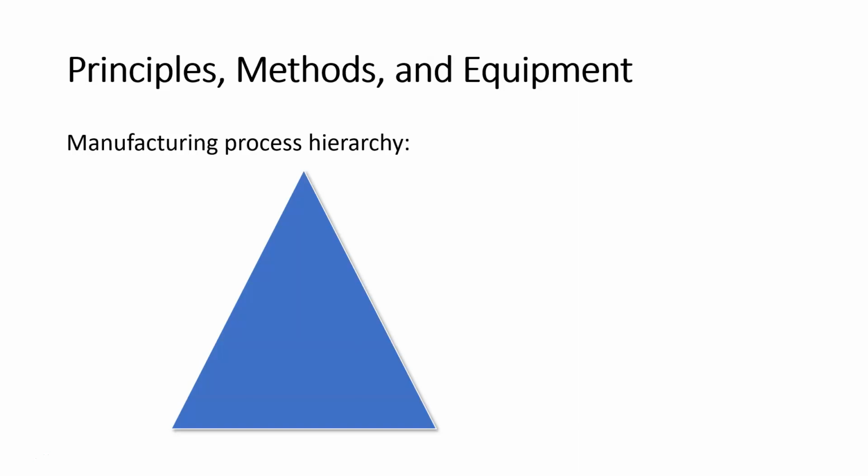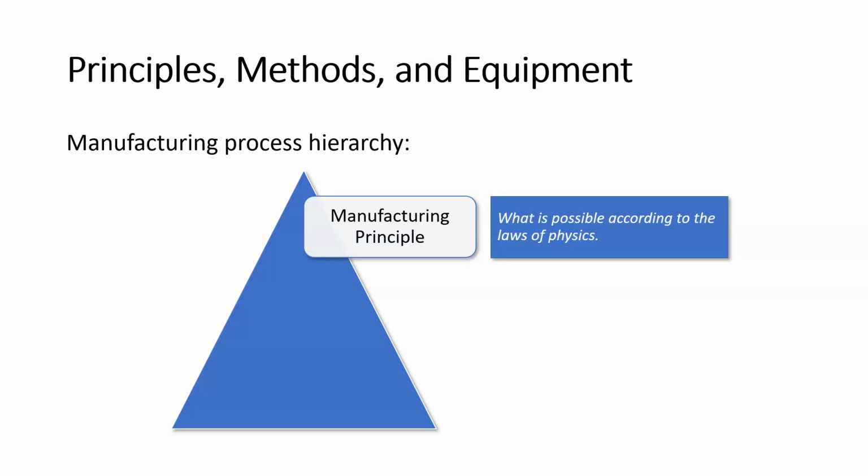So we're going to look at the manufacturing process hierarchy. Okay, so how do we break down the manufacturing process in a hierarchical framework? At the top of the list is the manufacturing principle. Okay, this is the highest order, the big picture view of the manufacturing process. This is what is possible according to the laws of physics. Okay, if you melt a metal and make it a liquid, then when you cool it, it solidifies into a solid. Okay, and that's what we call a forming operation.